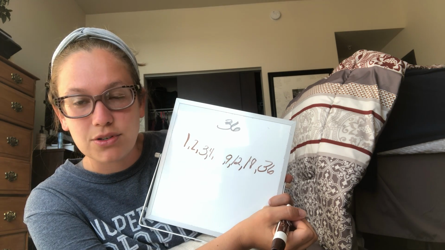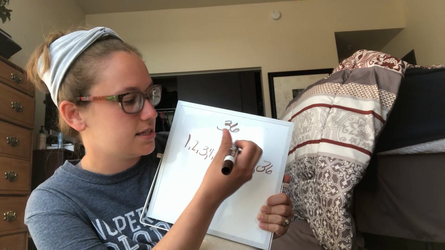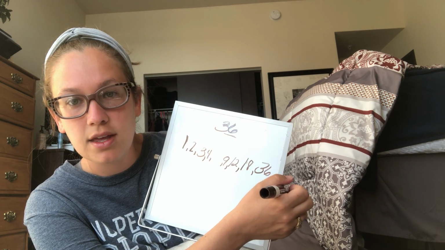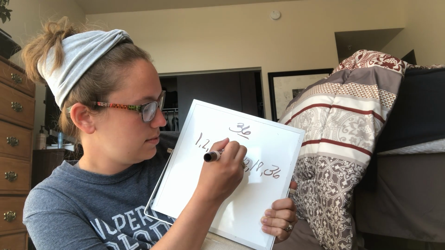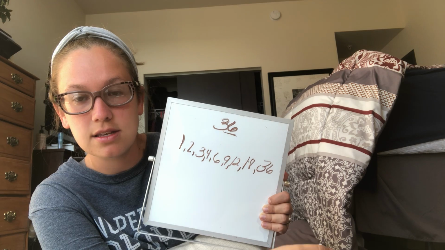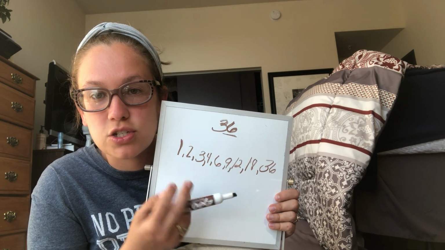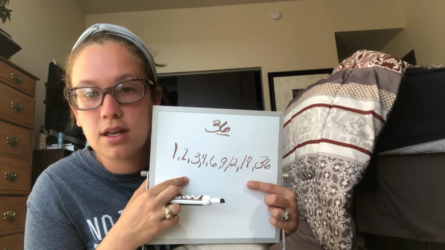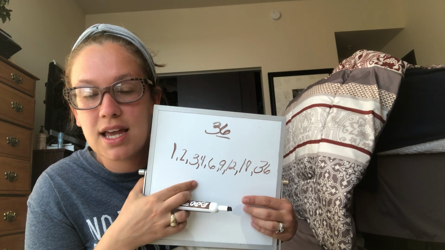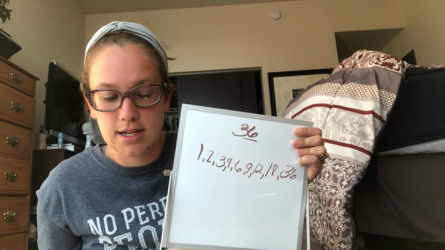Can 5 go into 36? No, because it doesn't end in a 5 or a 0. Can 6 go into 36? Yes, 6 times 6 is 36. So this is my answer. It's a chain of numbers that when multiplied together equal 36.